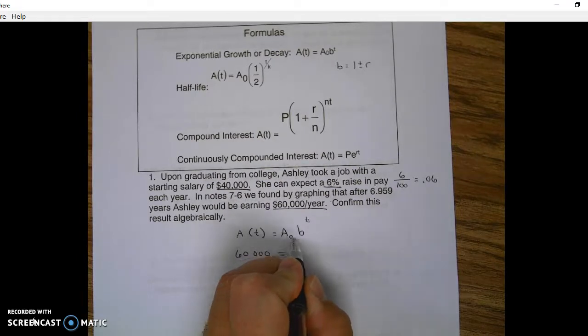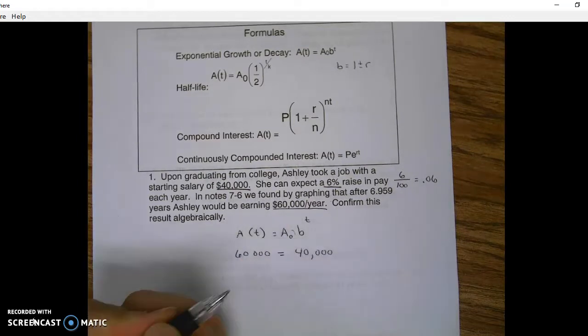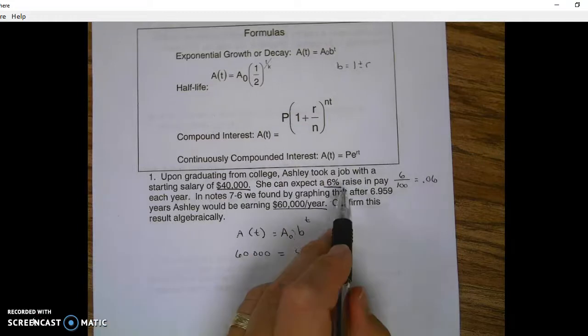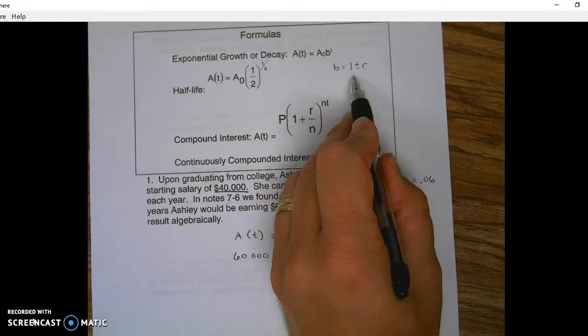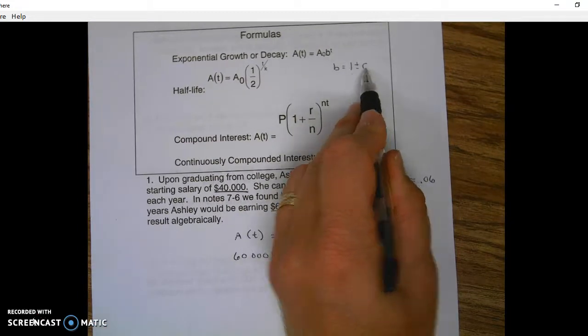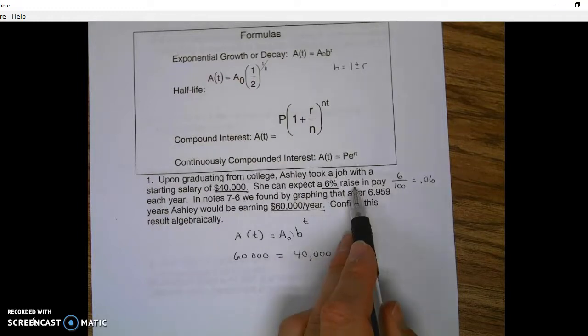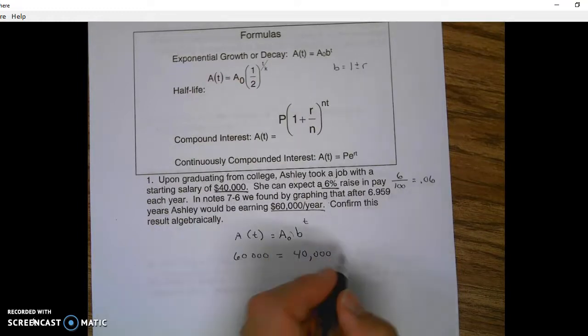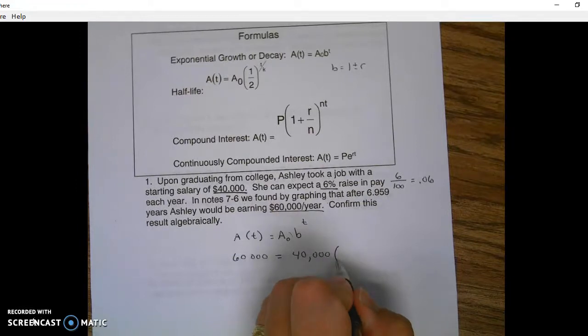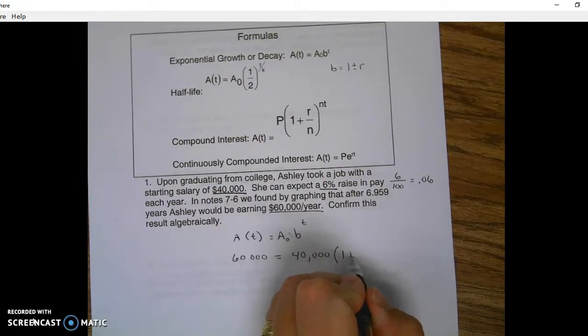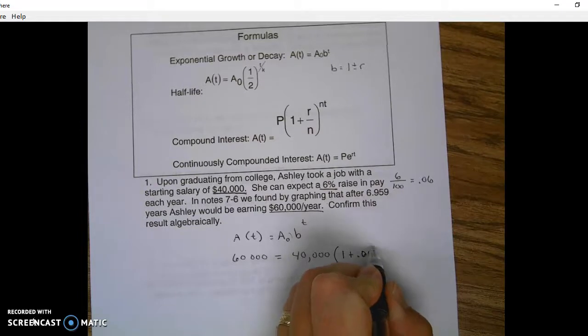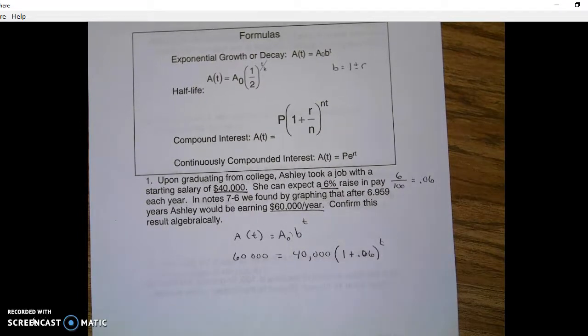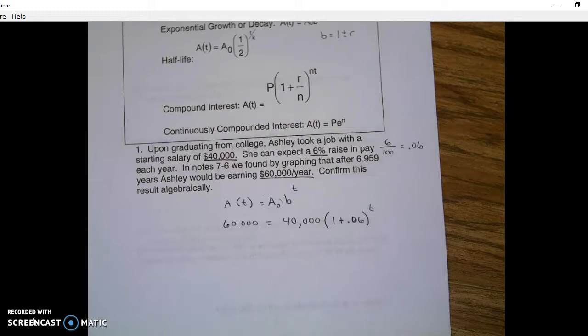The original or the initial amount is 40,000. The base, remember the little formula. It's 1 plus or minus r. Since she's getting a raise, we're growing. So the rate or the base is going to be 1 plus 0.06 raised to the t. So we want to solve this for t.